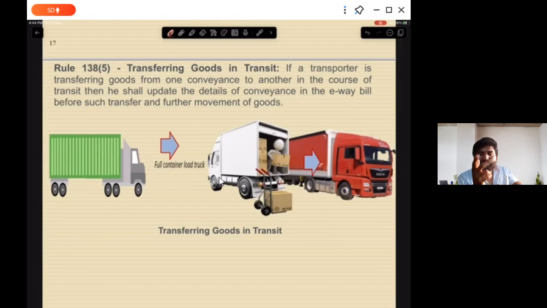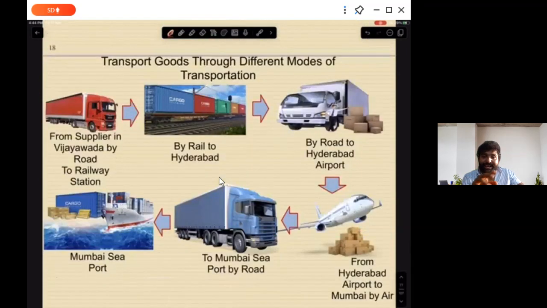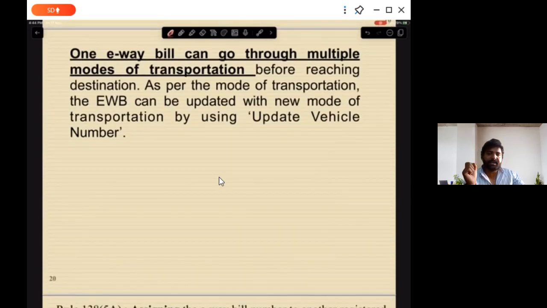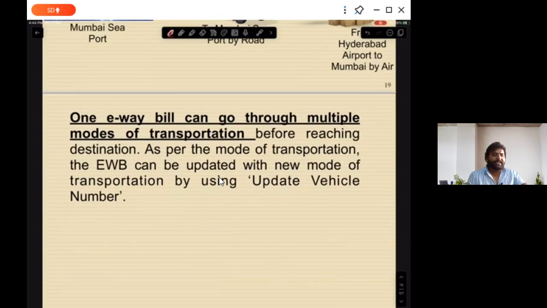So in case I want to change the vehicle number, and not only the vehicle number, I want to change the vehicle mode as well, from water to air, from air to road, from rail to railway. In all these cases, I just need to update my Part B. I don't need to create a new e-way bill, because the whole journey will be considered a single journey. I don't even need to touch Part A, I will just update Part B and my e-way bill will automatically be updated with the new vehicle number.